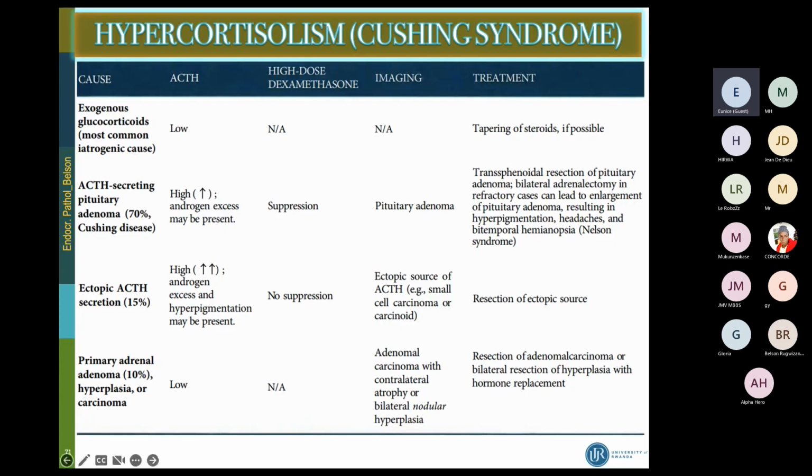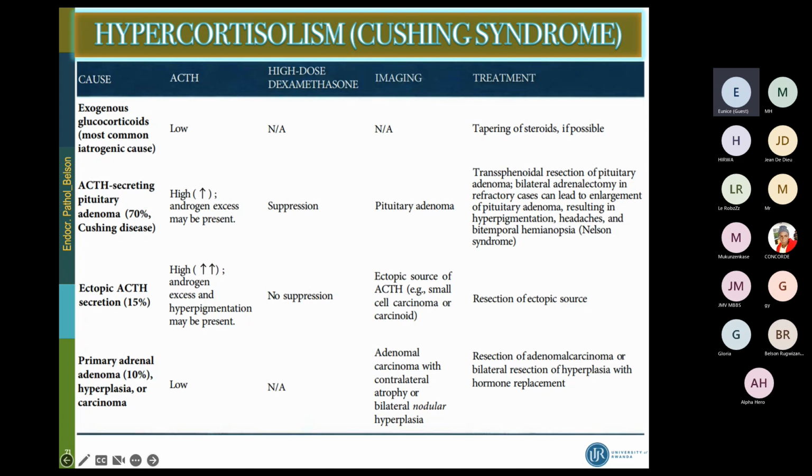So this is the table showing just the cause of Cushing syndrome. Have exogenous glucocorticoids, most common iatrogenic cause. So iatrogenic means something caused by healthcare system. Okay, so usually in this case there is low ACTH. So high dose dexamethasone will have nothing to do here. Imaging will show no tumor. Treatment is tapering of steroids if possible.